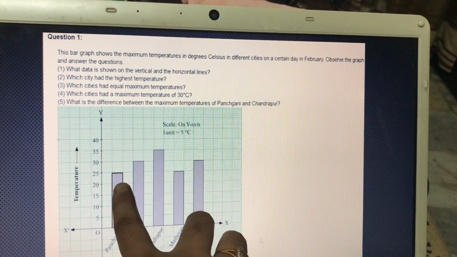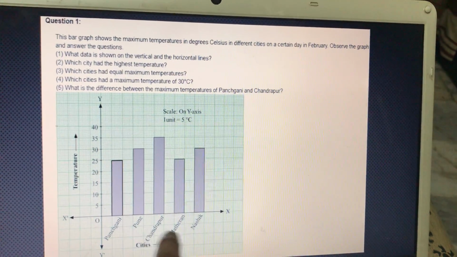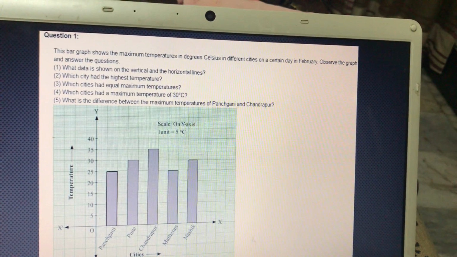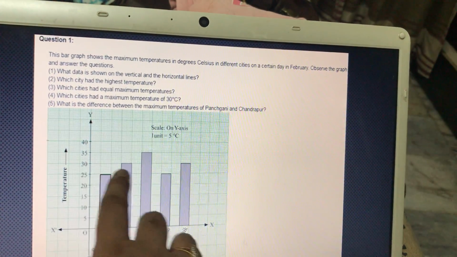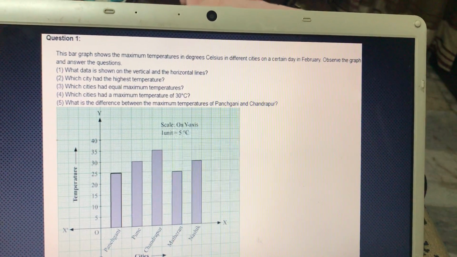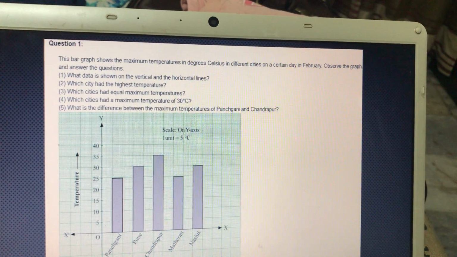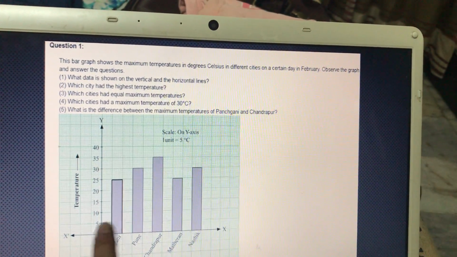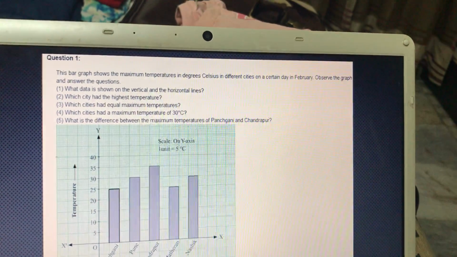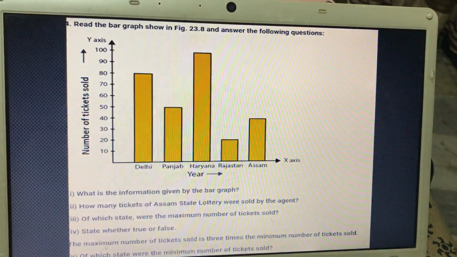Third question, which cities had equal maximum temperature? Clearly these two cities have equal temperature, which are Panchgani and Mathuran. Which cities had a maximum temperature of 30 degrees Celsius? So 30 is here. Yes, so Pune is the city which has the maximum temperature of 30 degrees Celsius. What is the difference between the maximum temperature of Panchgani and Chandrapur? Panchgani is here and Chandrapur is here. So Chandrapur has 35 and Panchgani 25. So the difference is 10. So these are the answers given to you.